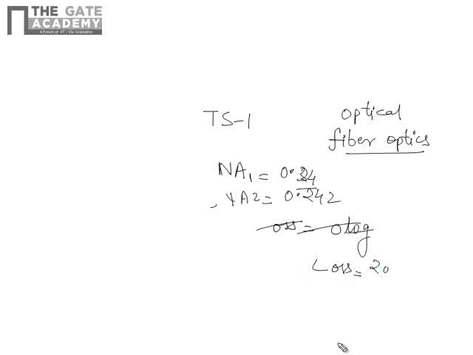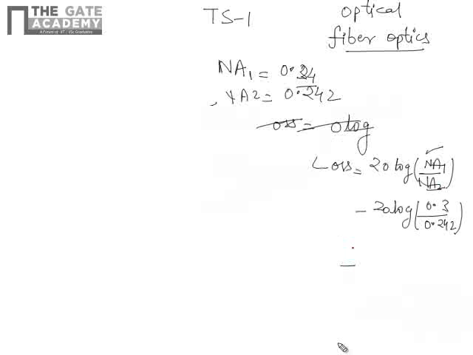Loss is given as 20 log of numerical aperture 1, that is the bigger numerical aperture always on the numerator, divided by the smaller numerical aperture or numerical aperture 2. So if you put the values in that, you have 20 log of 0.3 divided by 0.242. So in general you remember it as higher numerical aperture divided by the lower numerical aperture. It is a general formula for that. If you solve it, the answer will come as 1.87 dB.